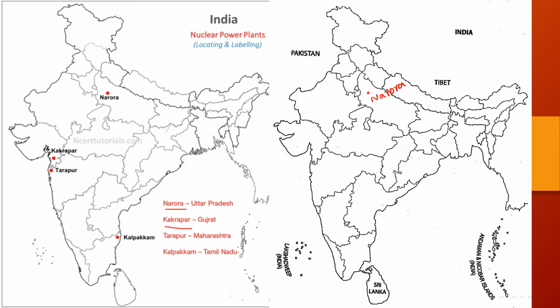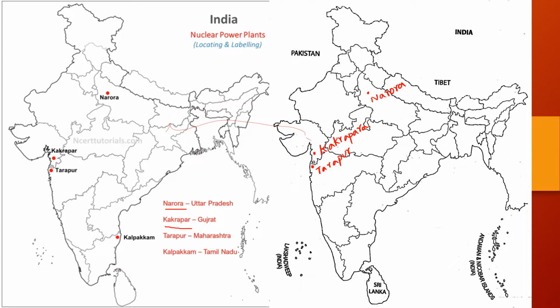Kakrapara will be in the border of Gujarat. You can see, right? So here Kakrapara will come. It is in the Gujarat region, and we also have another nuclear power plant near that, in Maharashtra. You can see here Tarapur is in the border of Maharashtra. Tarapur nuclear power plant. This is a very important power plant. Narora, Kakrapara and Tarapur are very important nuclear power plants in India.